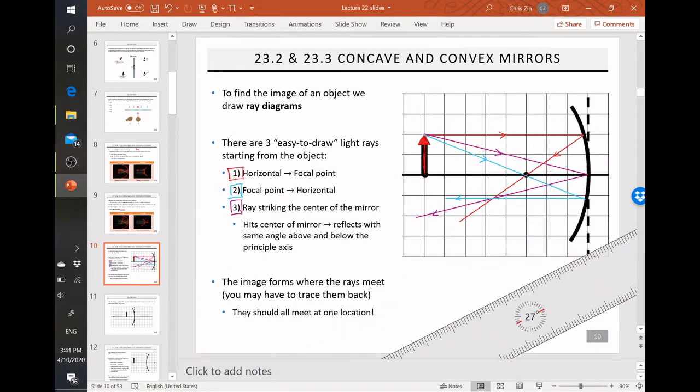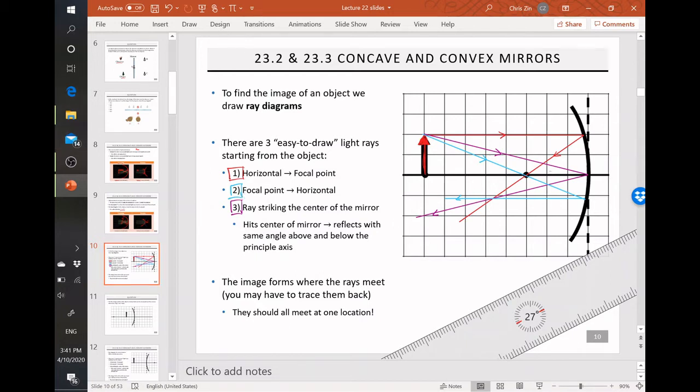Now, just to be clear about which light rays are which, I have redrawn the light rays color-coded. So you have light rays emitting from that candle in all directions. There's 3 very special light rays that give you an easy to draw ray diagram. The first one, the red one, is the horizontal light ray that goes toward the mirror. When that one reflects off the mirror, it reflects and goes through the focal point.